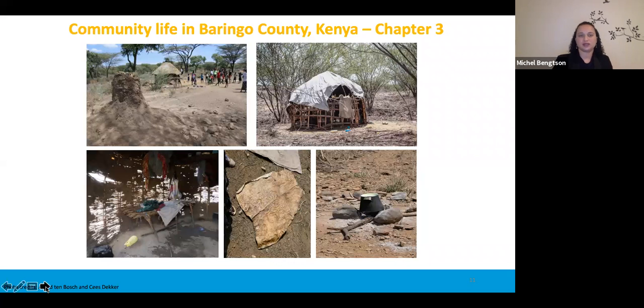I wanted to share some of the pictures of the community life in Baringo County in Kenya. On the top left, you can see that people live in very close proximity to the breeding sites where the vectors that spread this disease live. You can also see that these settings are extremely resource limited.